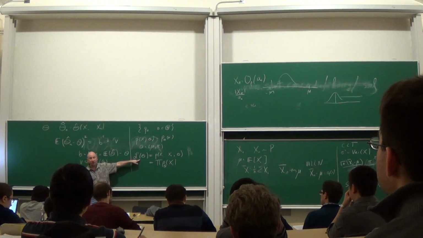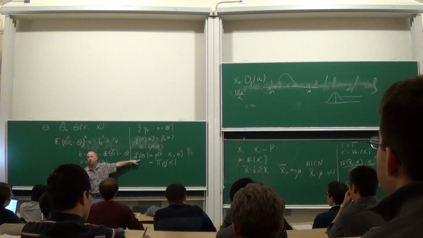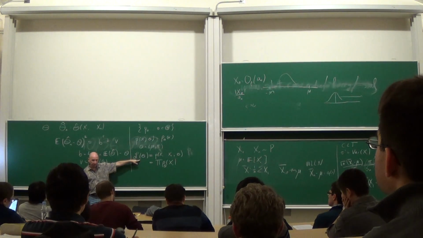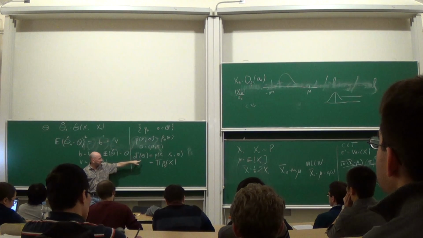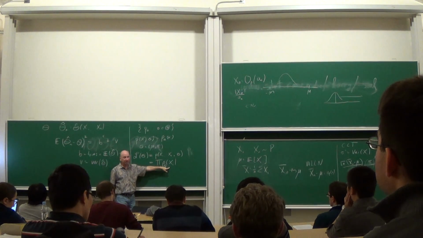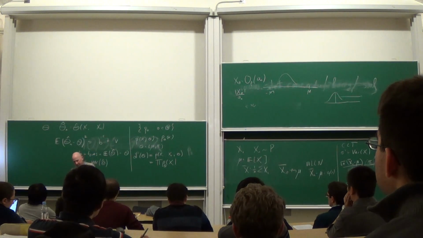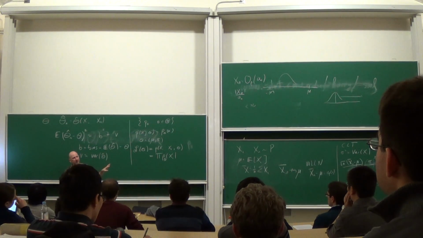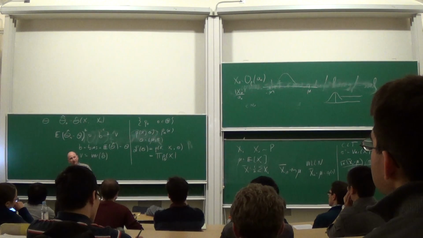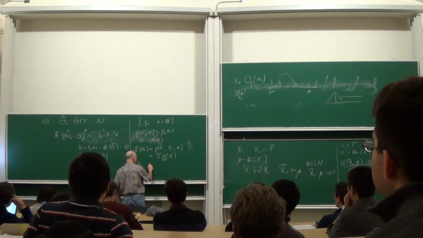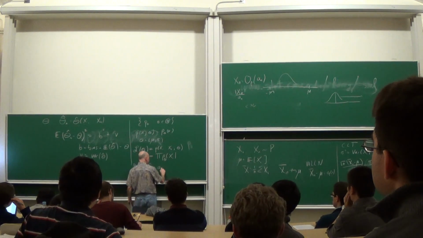Is this a probability distribution for theta? No, this is just some function. The random part's x. This is a distribution for x. It integrates to 1 over x. It doesn't integrate over theta to 1. It might not even integrate over theta. This is just some function of fixing the data and thinking of it as a function of theta. And we maximize it. The MLE, the maximum likelihood estimator, is the maximizer.